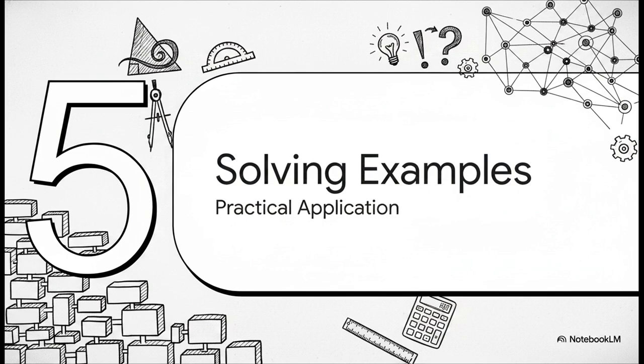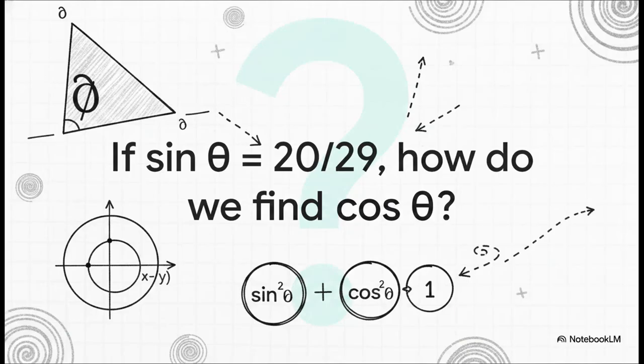Section 5. Solving mathematical examples. After all, theory is only as good as its practical application, right? Let's see how establishing these fundamental rules builds our ability to actually solve complex problems. All right, here is our first practice problem. If we are given the specific value of sine theta as 20 upon 29, how can we mathematically deduce the exact value of cosine theta?